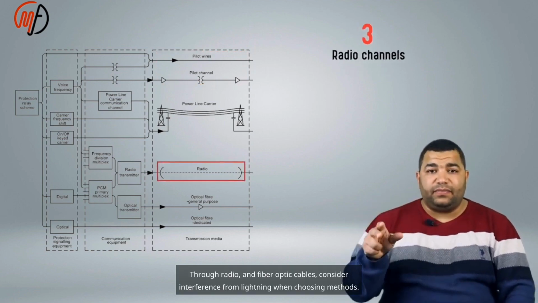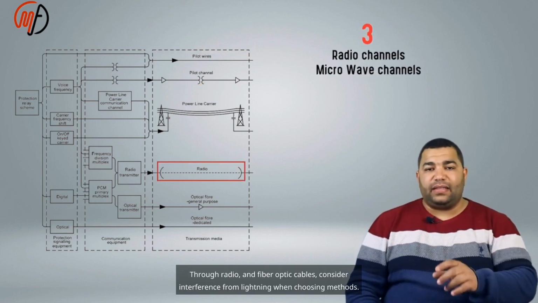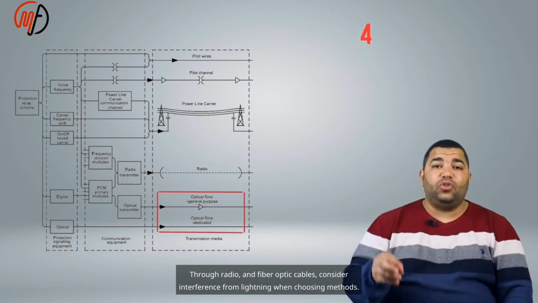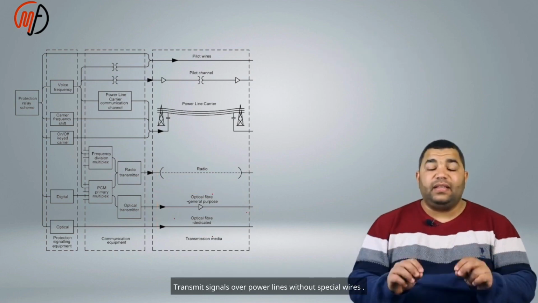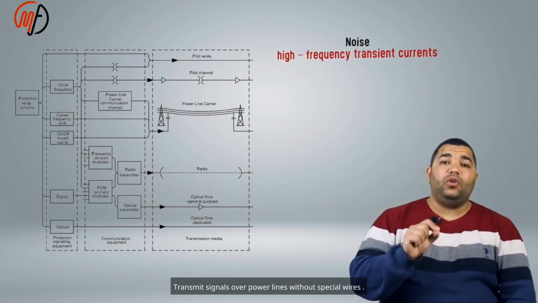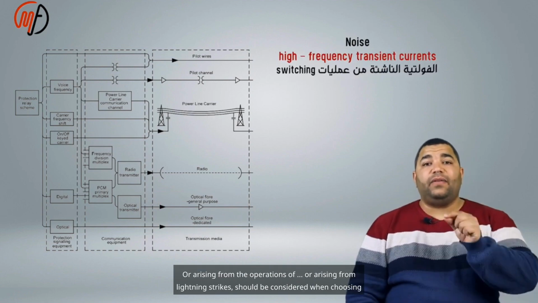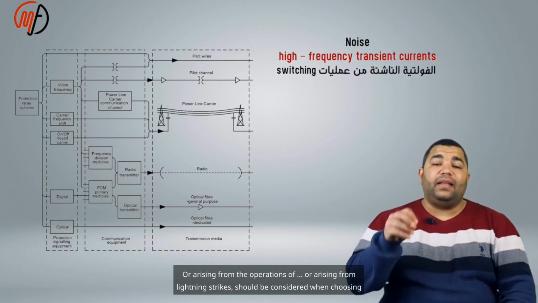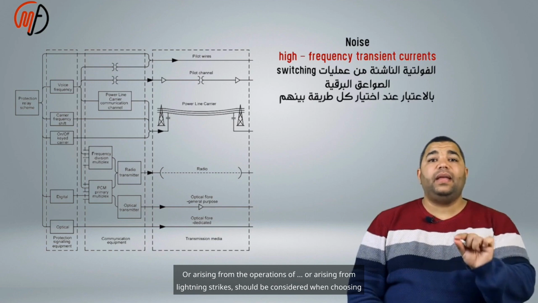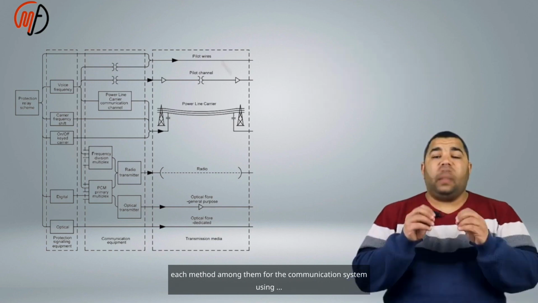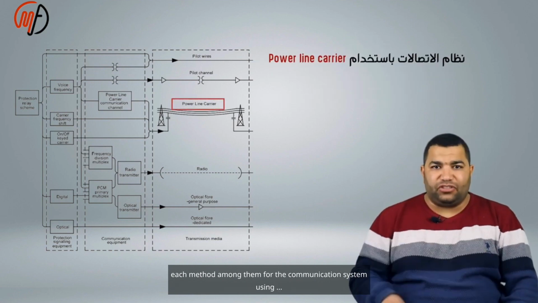We should consider the topic of interference when transmitting through radio and fiber optic cables. Interference arising from operations or from lightning strikes should be considered when choosing each method for the communication system used.